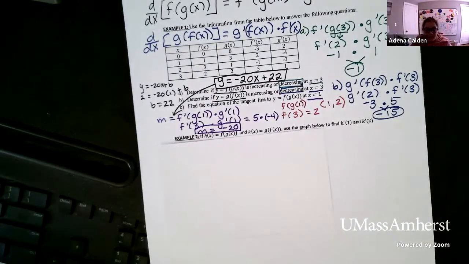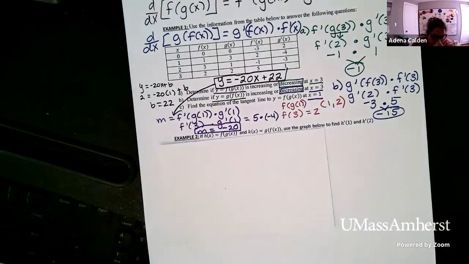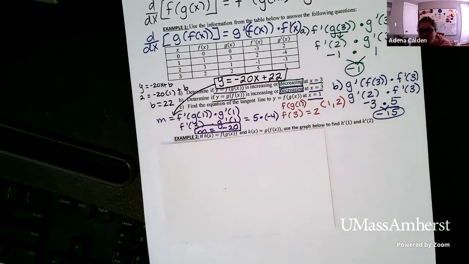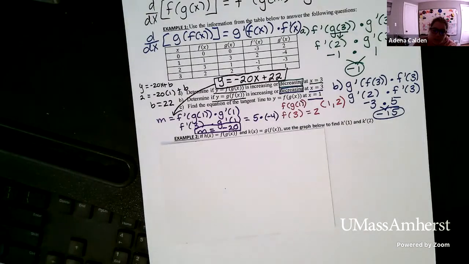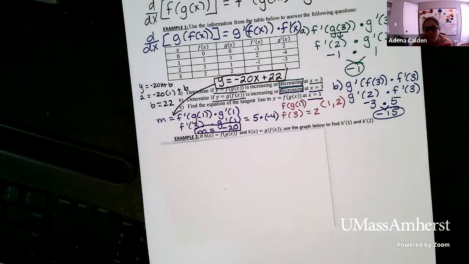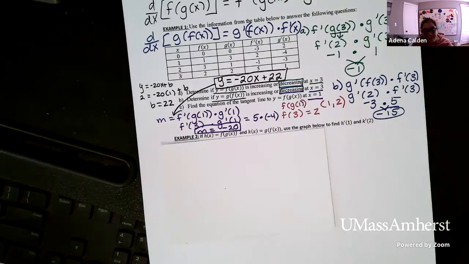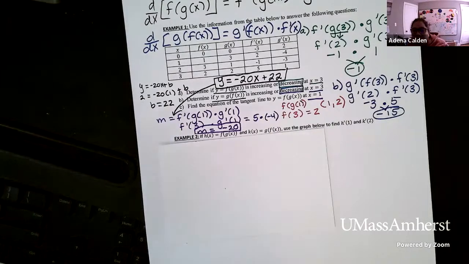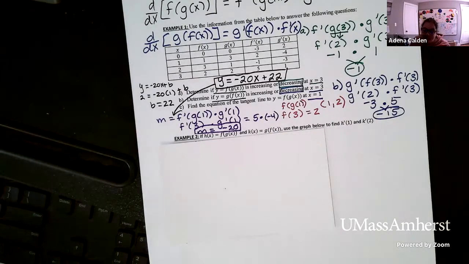Okay, so again, we need to find a point, we need to find a slope. That's the same whenever we're finding the equation of a tangent line. What's different here is the function that we're working with. Okay, so those are some of the ways that we can apply the chain rule in a more general way when we have a table.